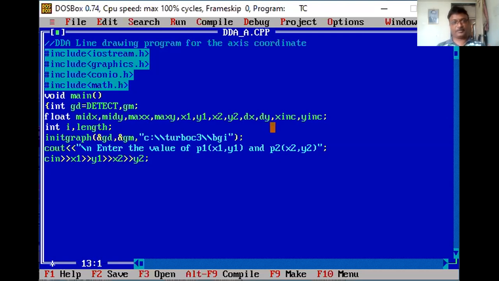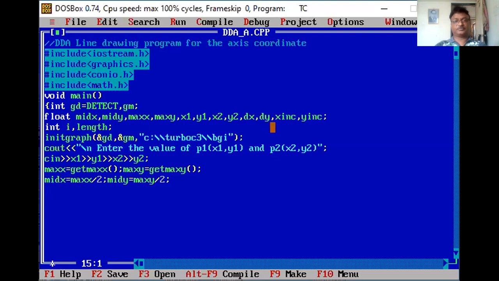So the user will enter the values. But now I need to calculate my x-axis, y-axis. So for that, maxx is equal to getmaxx. So what is the value of getmaxx? 640, and maxy is equal to getmaxy, the maximum value of y. So what is the maximum value of y? 480. So that should be entered in maxy. Then midx is equal to maxx by 2, okay, midy is equal to maxy by 2. This is the center point.